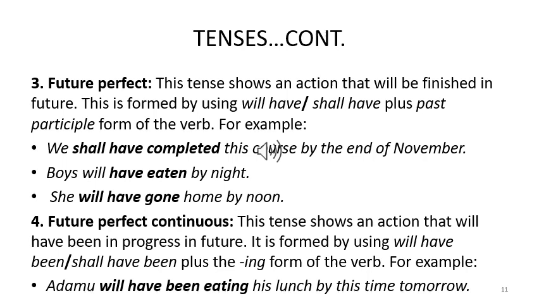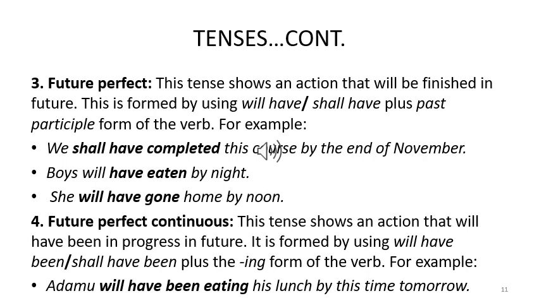The next one is the future perfect tense. This one shows an action that will be finished in the future, and it is formed by using will have or shall have plus the past participle form of the verb. Example: we shall have completed this course by the end of November. The boys will have eaten by night. She will have gone home by noon. So you can see that you have shall have or will have accompanied by the past participle form of the verb: completed, eaten, or gone.